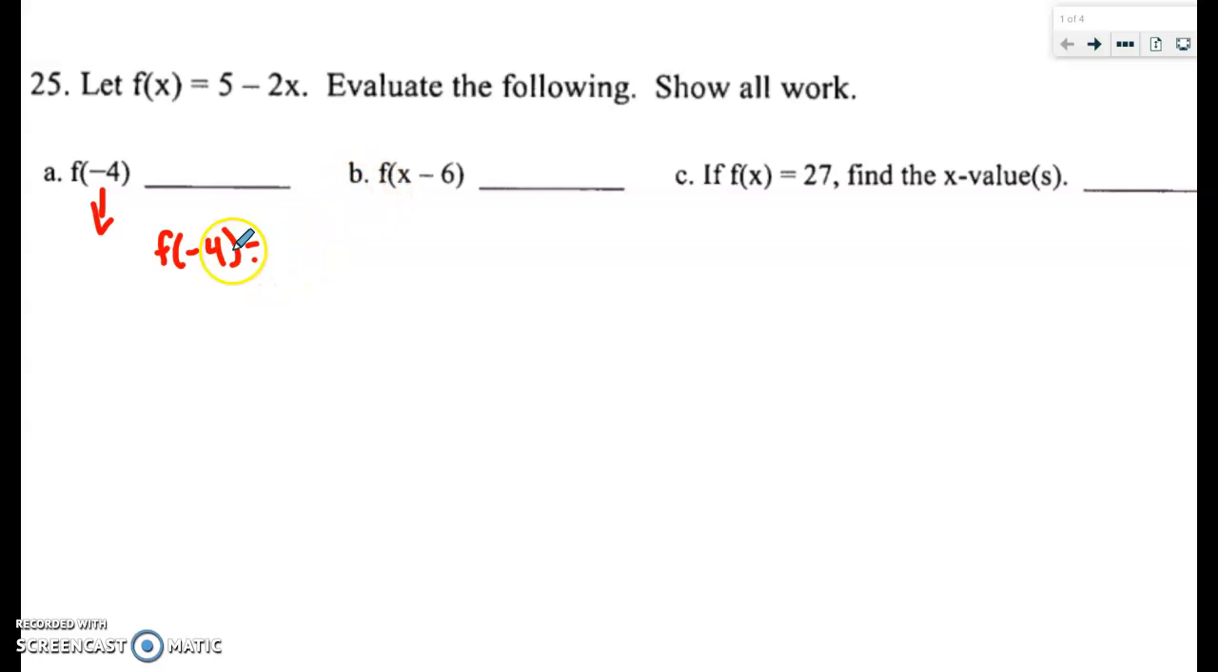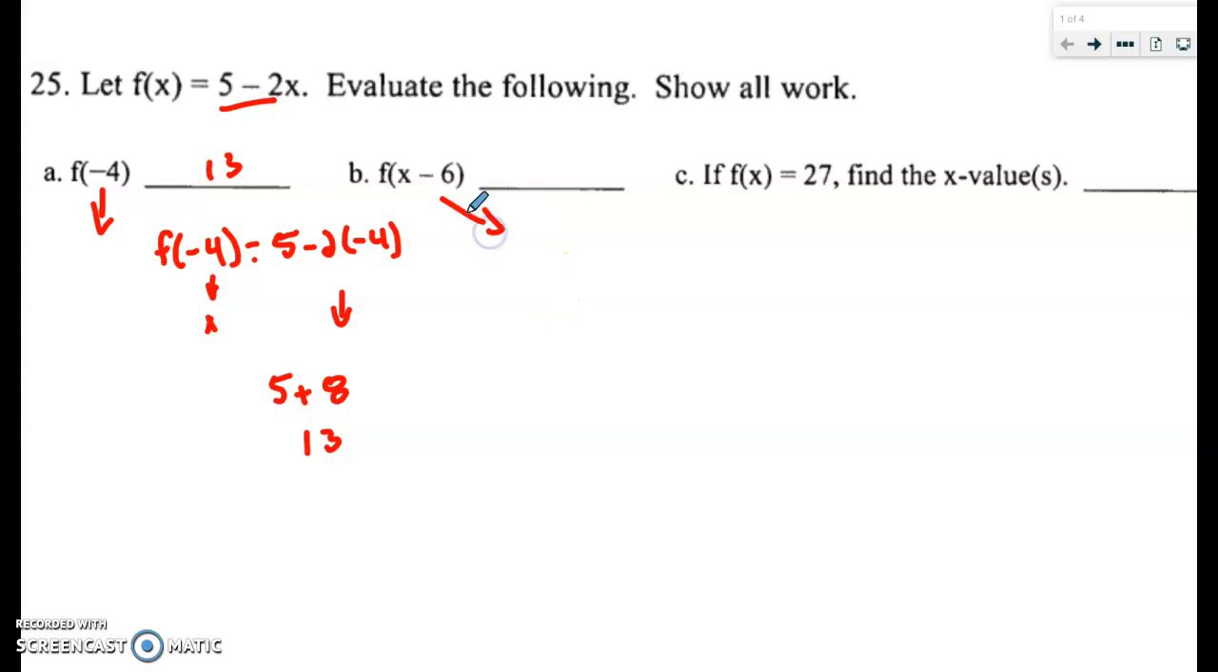f of negative 4, we're putting negative 4, and that's replacing x. So anytime that I see x in this equation, I am putting negative 4 in place of it. So it's going to be 5 minus 2 times negative 4. When I look at that, it's the same thing as 5 plus negative 2 times negative 4, which is positive 8. And that's how we got 13 for that. If you guys look at the answer key, you would see that.